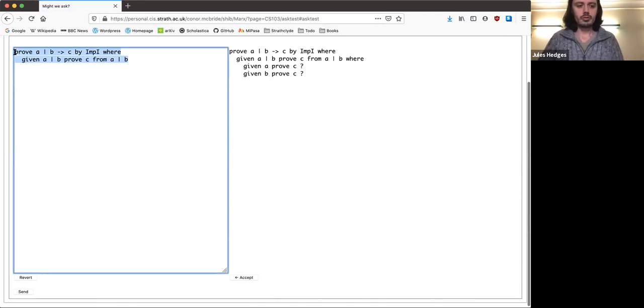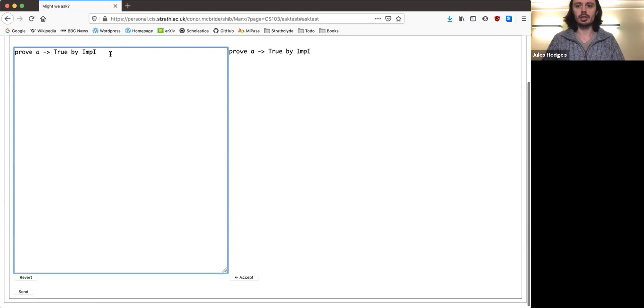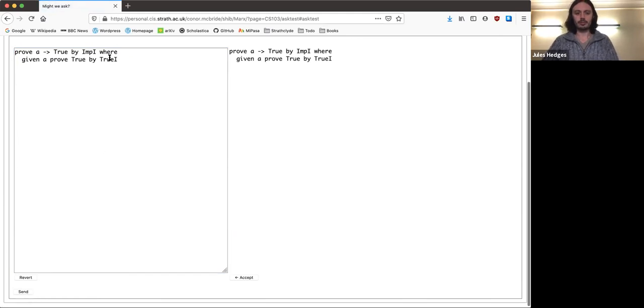Okay, the introduction rule for true is one of the things that Ask does automatically. So if I write "prove A implies true by imp I", then Ask sends it back unchanged. But I can also write "where given A prove true by true I". That's the name of the introduction rule for true if you want to make it explicit. And as I said, there is no elimination rule for true. That includes in Ask as well as on paper.